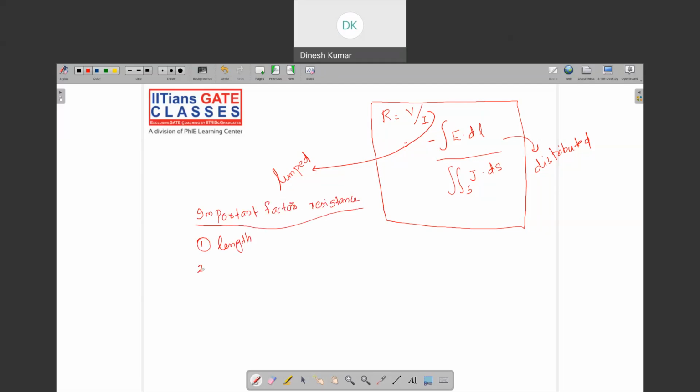Then the area of the conductor, then temperature. This temperature will affect the resistivity, rho. Then four is skin and proximity effect, that is frequency. These are the four important things which affect the resistance. This skin and proximity effect will affect the area of the cross section where the current actually flows. You can write this down, and then we can move to the next one, that is inductance.